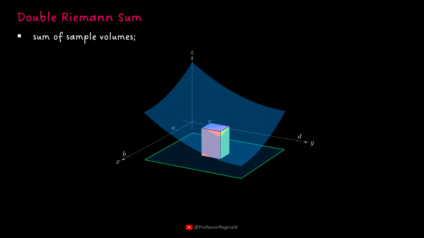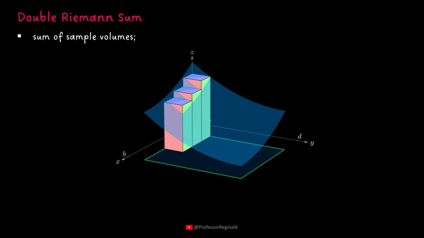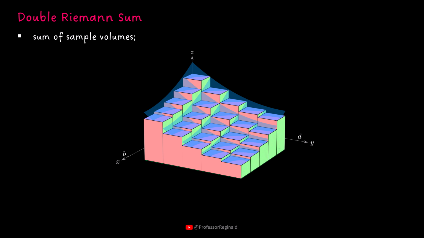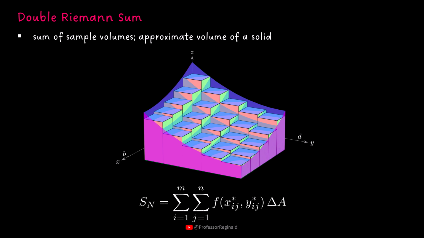Fill the region with rectangular parallelepipeds along the x direction. And then fill the region with rectangular parallelepipeds along the y direction. So for a function of two variables, a double Riemann sum approximates the volume of this solid region. And it is defined by this double summation. Note that the result is the same if the region is covered along the y direction first and then along the x direction next.